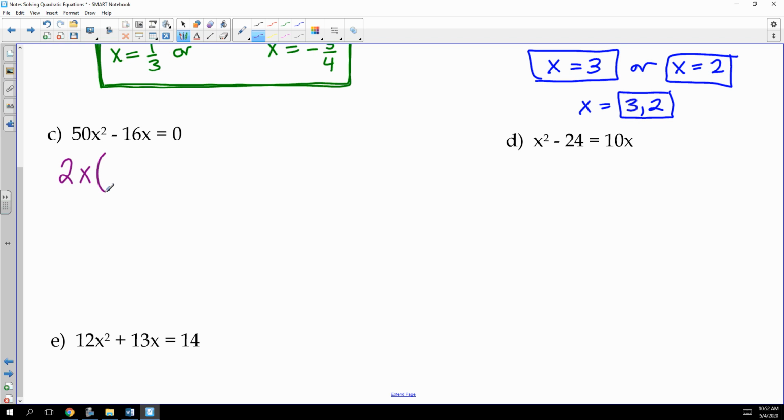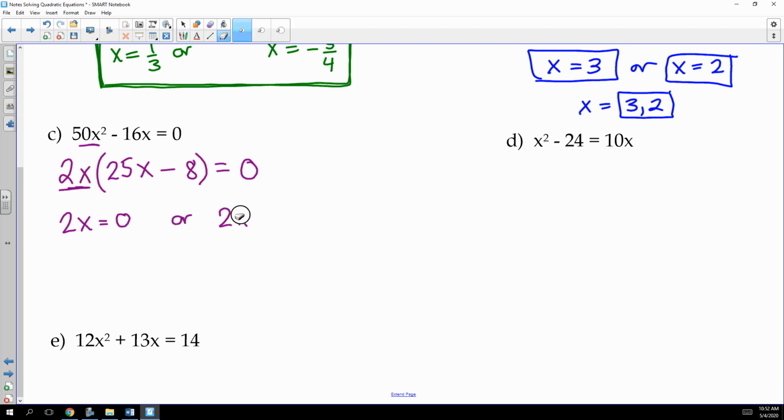And what do we have to multiply 2x by to get 50x squared back? That would be 25x minus, and then 2x times what would give us 16x? That would be 8. So we get 2x times 25x minus 8 equals 0. And then we still set each factor equal to 0. We can set 2x equal to 0 or 25x minus 8 equal to 0.